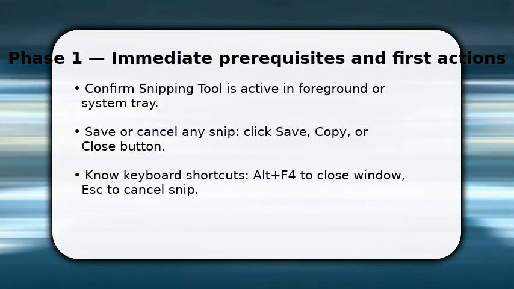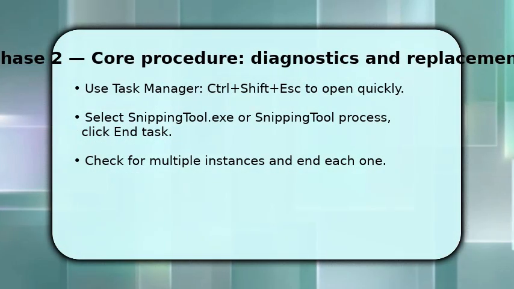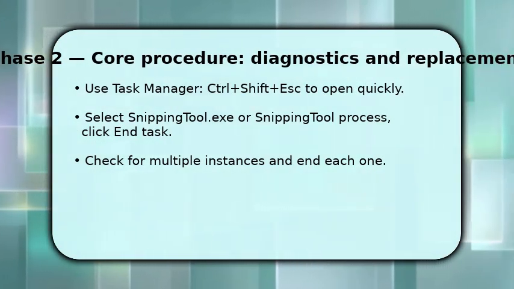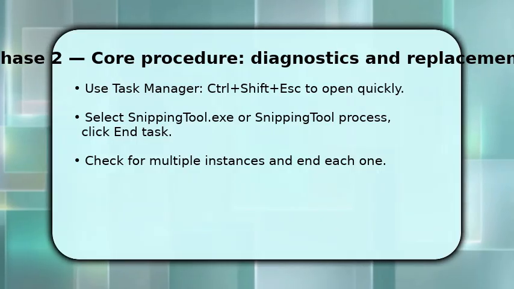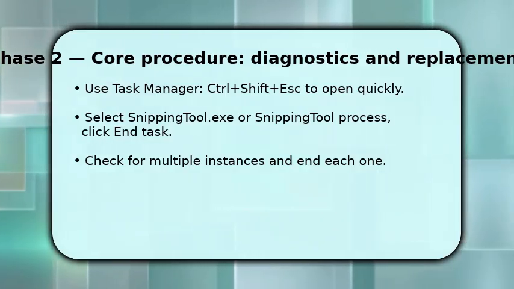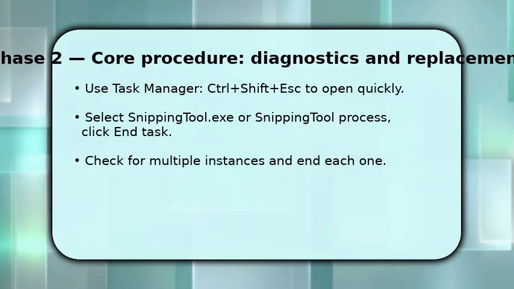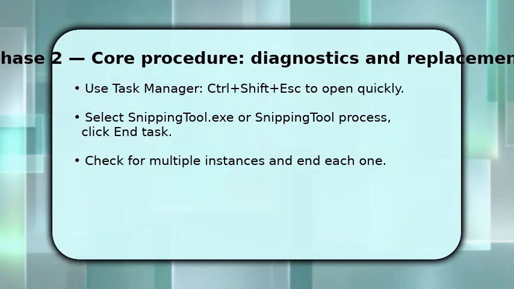If the snipping tool is frozen, open Task Manager with Control plus Shift plus ESC. You do this because the normal close controls may not respond. In Task Manager, find Snipping Tool.EXE or the snipping tool process, then click End Task to force it to quit. This tells Windows to stop the program immediately.